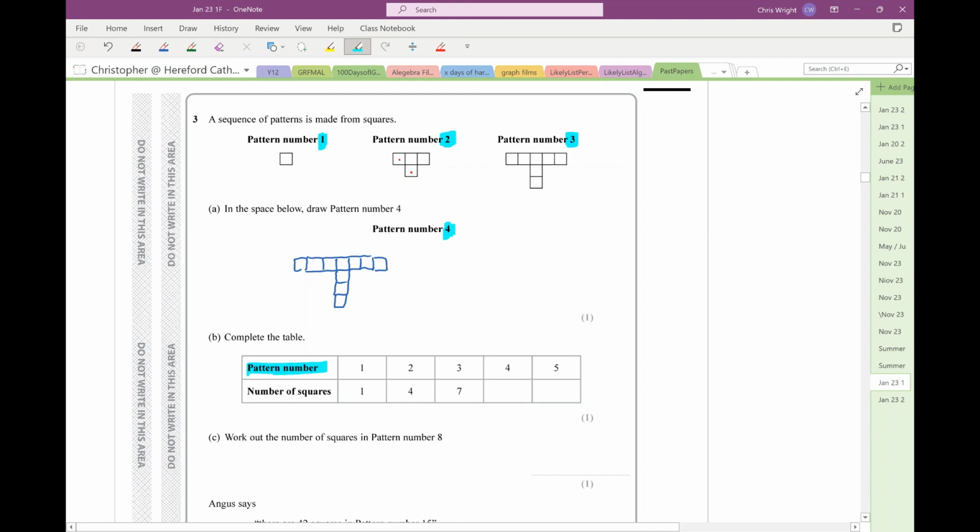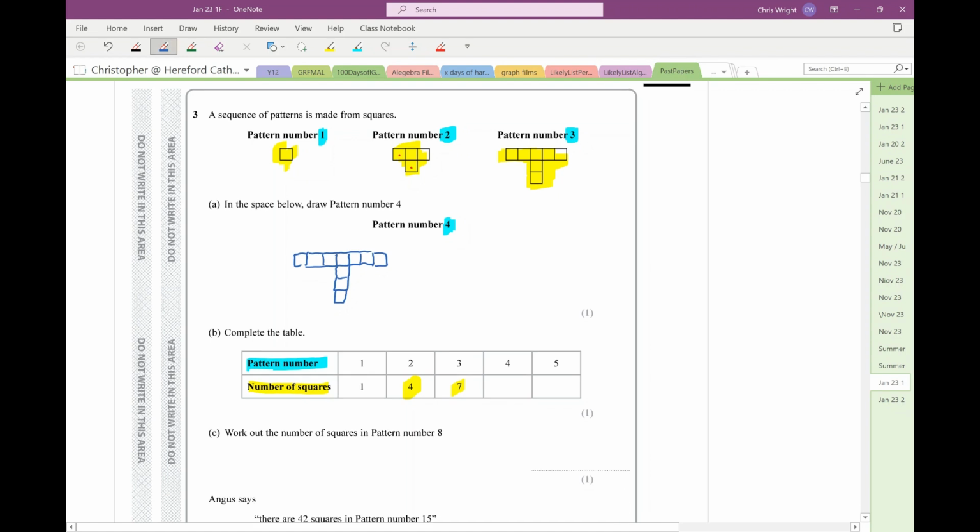So pattern number 1, number of squares. Well, pattern number 1's got 1 square, hasn't it? Pattern number 2 has got 4, just like it says here. Pattern number 3 has got 7. Now, pattern number 4, I could count those from my diagram there. 1, 2, 3, 4, 5, 6, 7, 8, 9, 10.